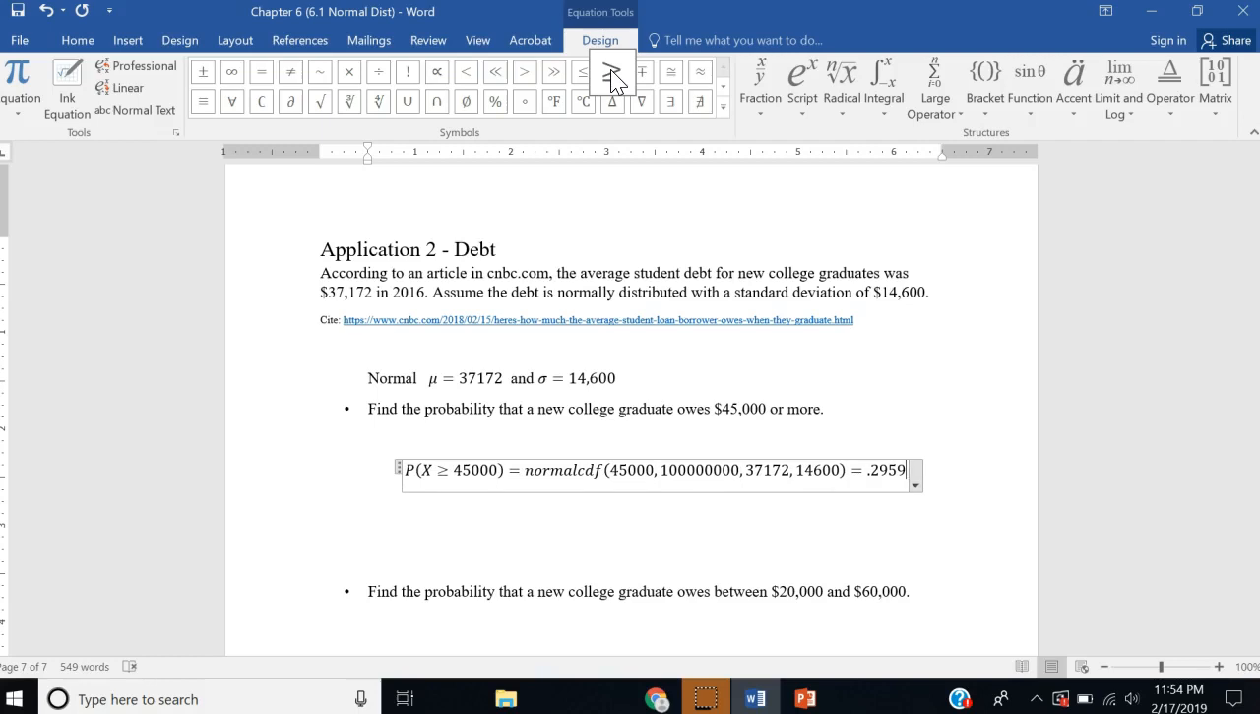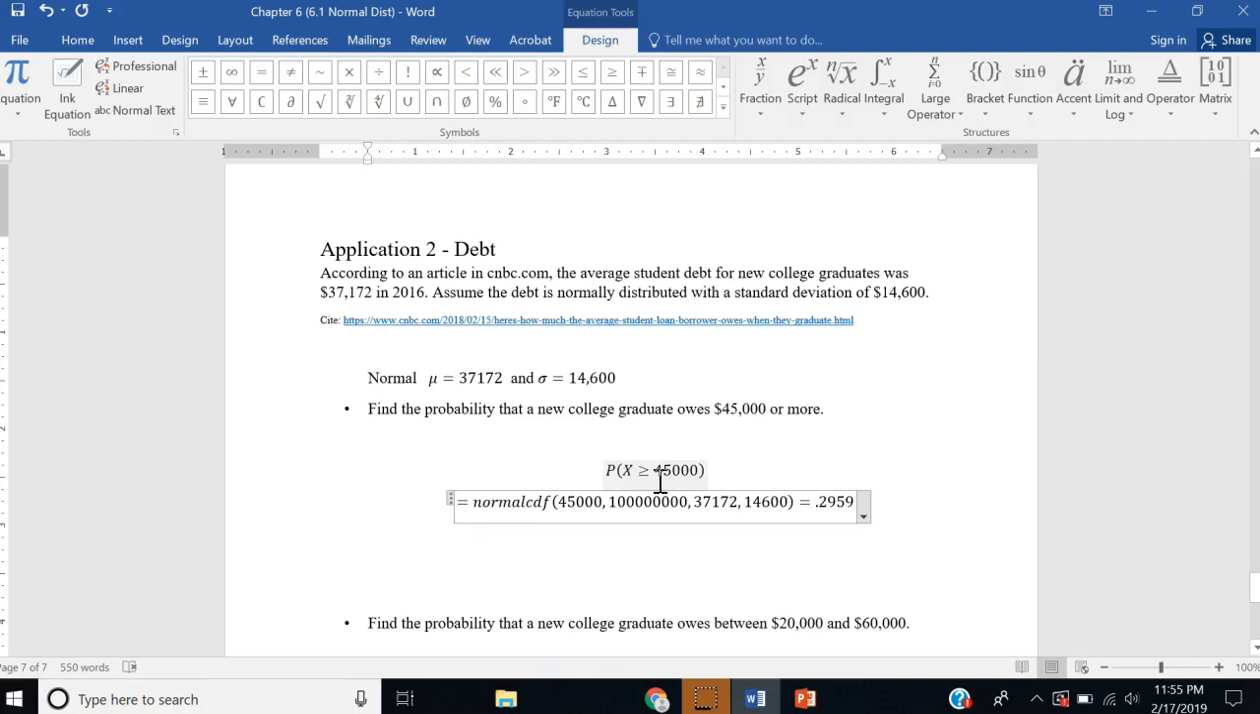0.2959 is the probability that you get something at random being above $45,000. Excuse me, a new college graduate having debt above $45,000. So there we go.